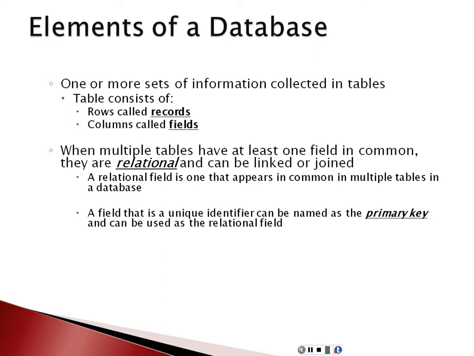A field that is a unique identifier can be named what is called a primary key and can be used as that relational field. And I know as I'm saying this that you're scratching your head going, yeah, right. Just a minute, and I will actually show you a picture of this so it will make more sense.